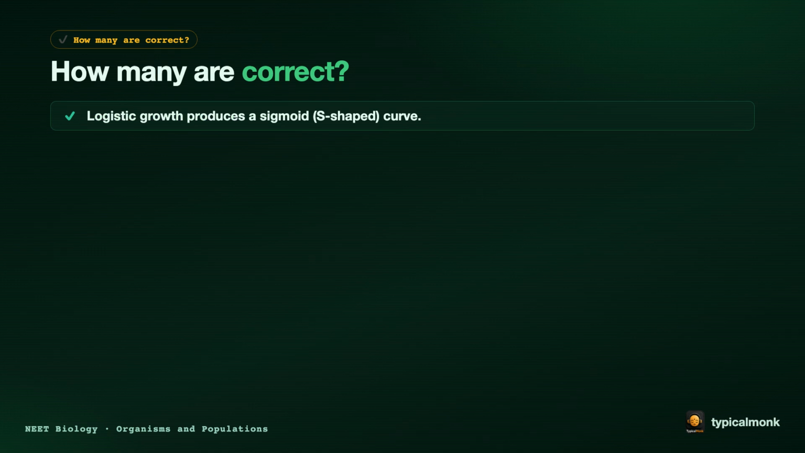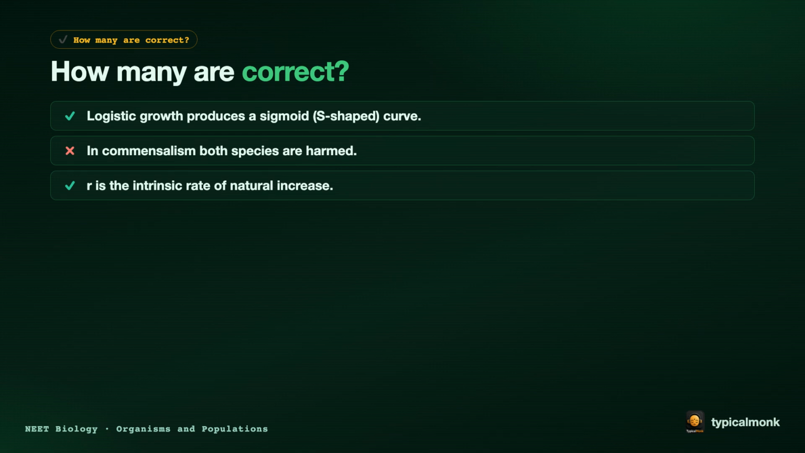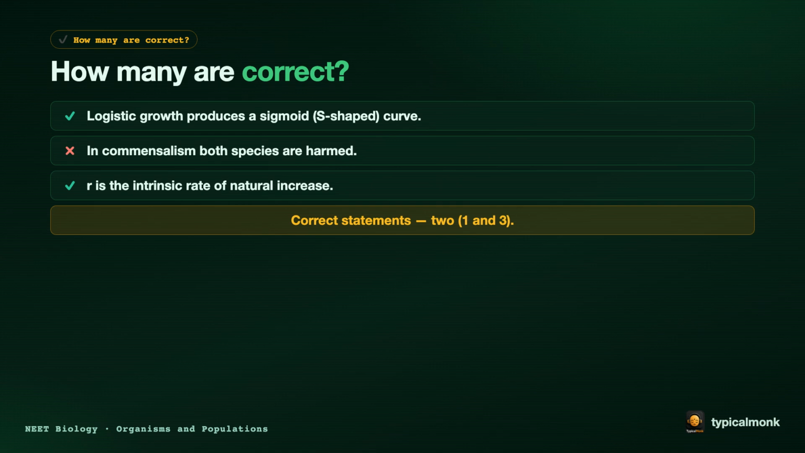Now the third drill, how many of these statements are correct? Test them one by one. First, logistic growth produces a sigmoid, that is an S-shaped curve. This is correct. Second, in commensalism, both species are harmed. This is wrong. Third, r is the intrinsic rate of natural increase. This is correct. So the correct statements are 2, the first and the third.